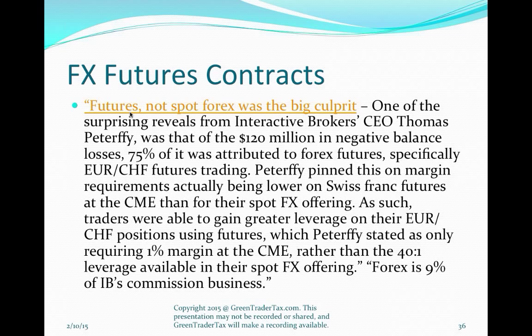So what he pointed out is that there was a 1% margin requirement on the CME for these FX futures versus 40-1, which he allowed at IB. Even though it can go up to 50-1, I guess they only allowed 40-1. It's very interesting that Forex is 9% of IB's commission business now. It's funny how they say that because technically there are no commissions and it's really the pips.